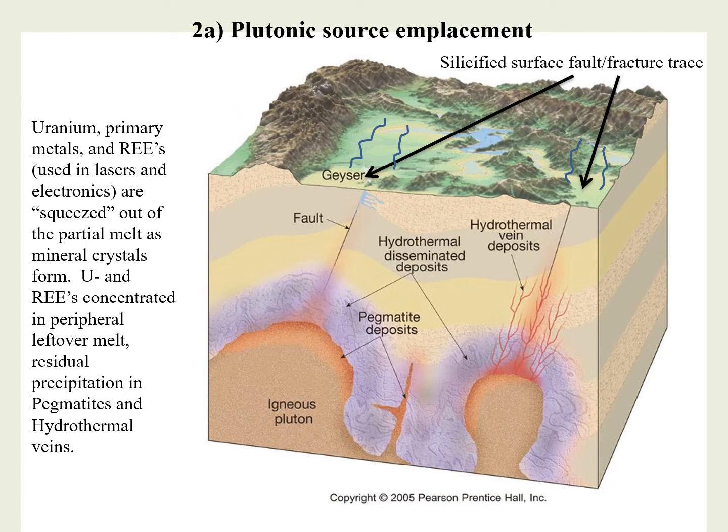Plutons are underground bodies of magma intruded into overlying rocks. They melt as they get closer to the surface and incorporate melt from the surrounding rocks, as well as the chemicals from any groundwater that they encounter.